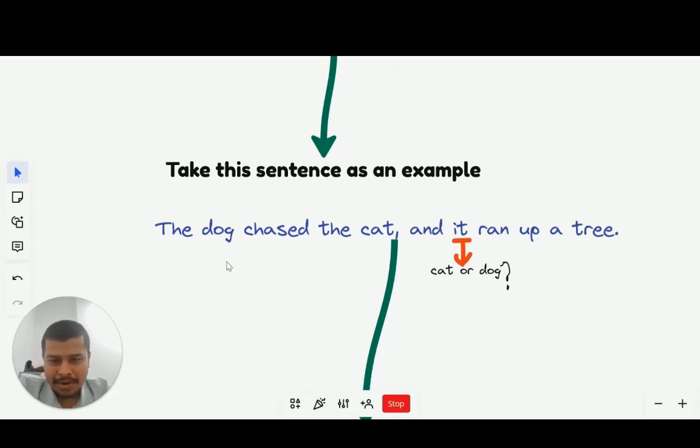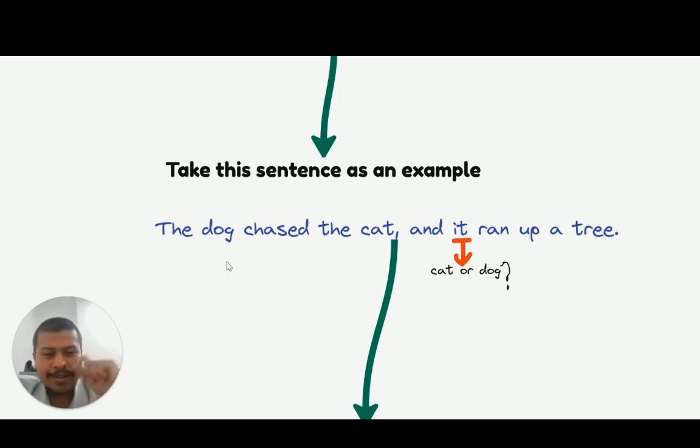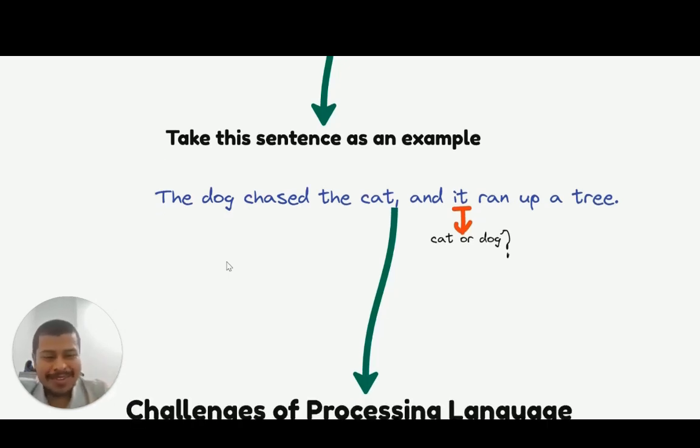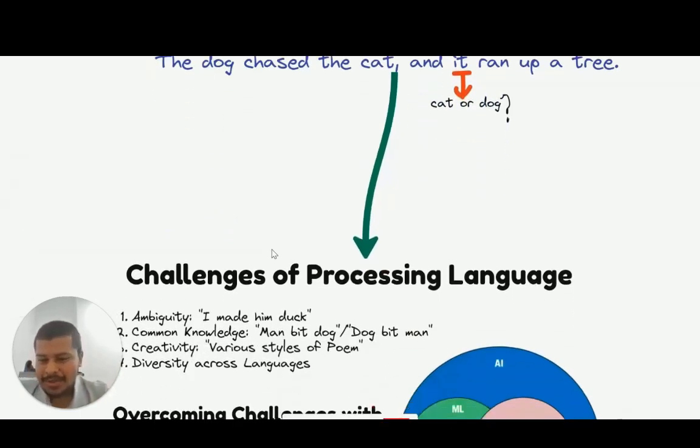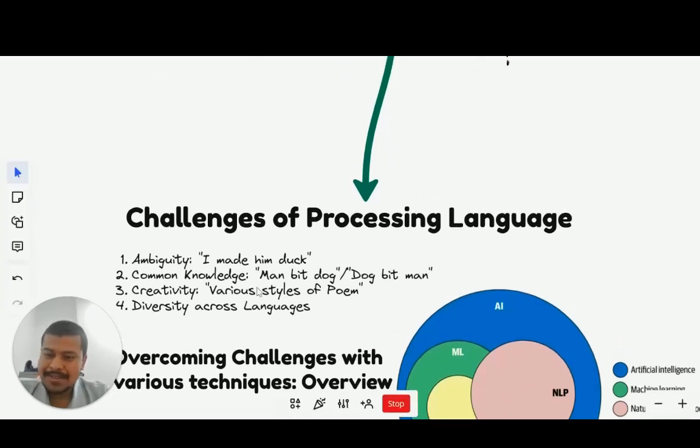The dog chased the cat and it ran up a tree. What do you mean when you say it here? Is it the cat or the dog? Ambiguous, right? It is ambiguous. So this kind of sentences is where it is very much difficult for computers to understand, even for humans to understand, right? So these are the challenges for processing language. So it starts with ambiguity.